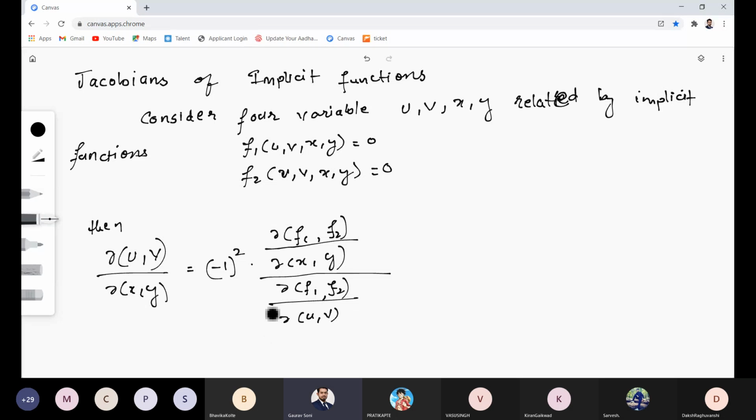So now what I do is I take the derivative of that function itself, whatever is given, I mean whatever is f1, whatever relation is between u, v, x, y. Of that relation, I'm taking the Jacobian. Please note this formula down. Even for explicit, we can use this.